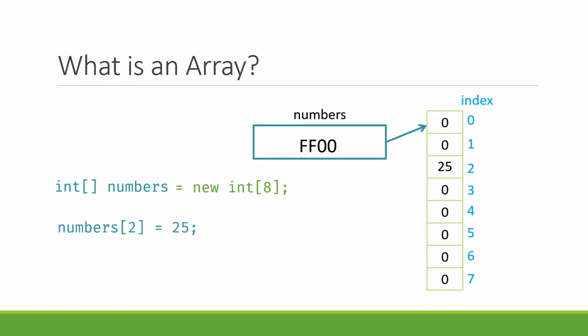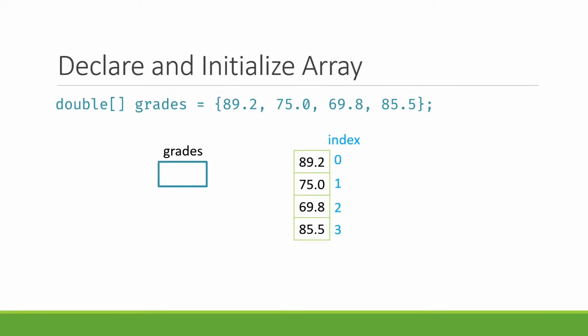So again, this places the value 25 into index 2, which is the third element of the numbers array. Now you can also initialize an array as you declare it using a slightly different syntax. This statement here creates a variable called grades and allocates storage for 4 doubles, and then it assigns double values to each element in the array.